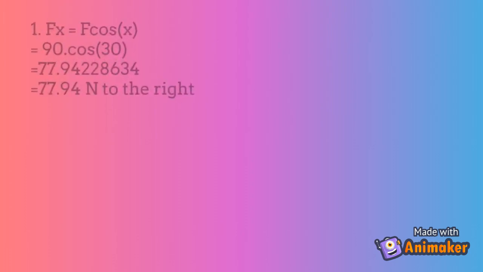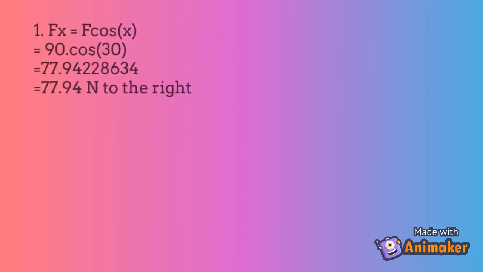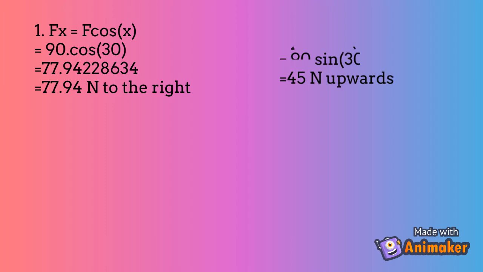For Fx write Fx equals F cos θ, then substitute from the formula. It becomes 90 cos 30. Punch your calculator, you'll get 77.9422864. Round off to 2 decimals, it becomes 77.94 newtons to the right. Don't forget the direction, it carries a mark. For Fy write Fy equals F sin θ, then substitute. It becomes 90 sin 30. Punch your calculator again, you will get 45 newtons upward.